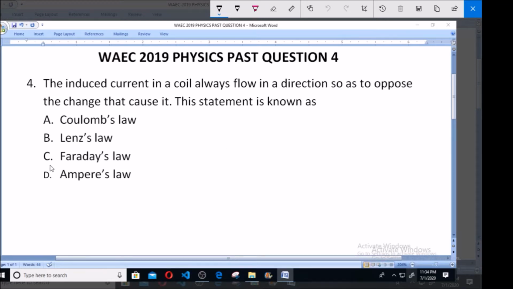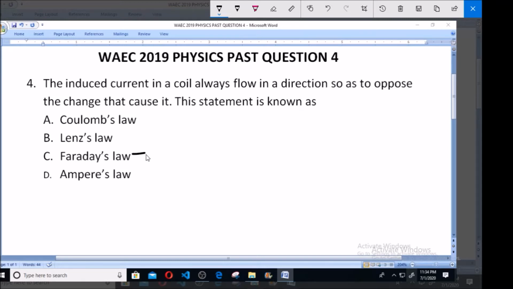So which of these scientists made this very statement, that the induced current in a coil always flows in a direction so as to oppose the change that causes it? For you to understand it, we are going to give the statements of these various people. So I'm going to start with Faraday's law.